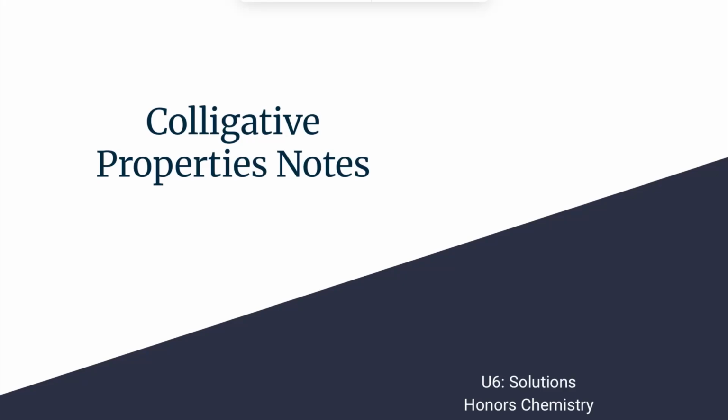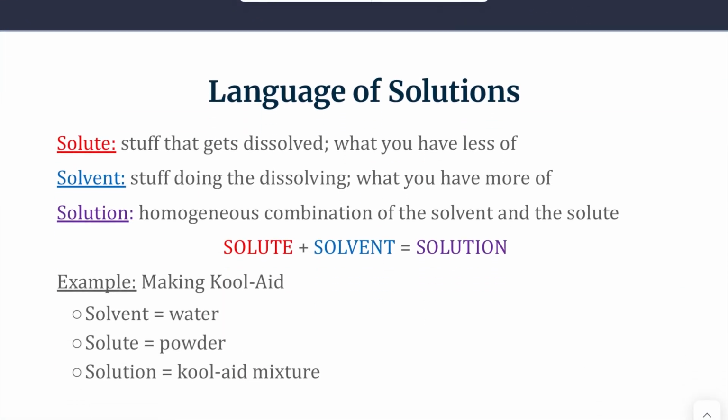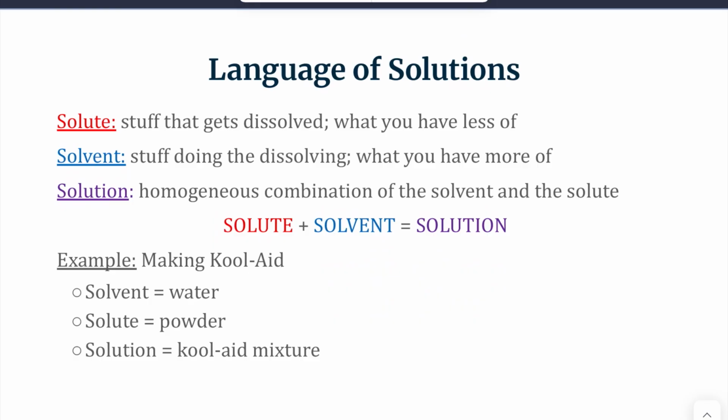These are the colligative property notes. It will be helpful to have the pink formula sheet and a periodic table and calculator available as you complete these notes. As a reminder, we are talking about our unit on solutions, so just our vocab language of solutions.